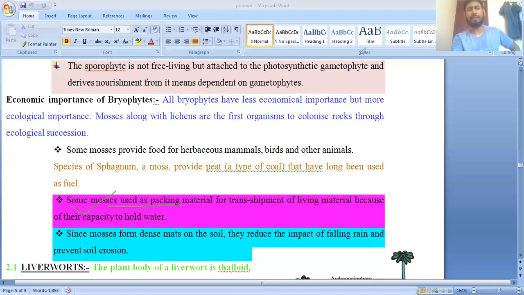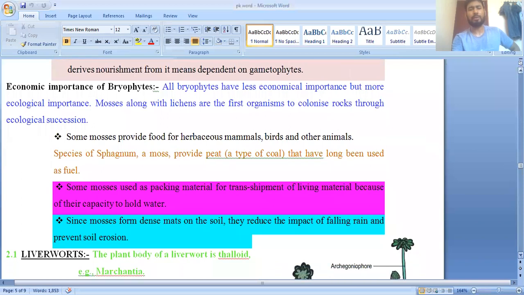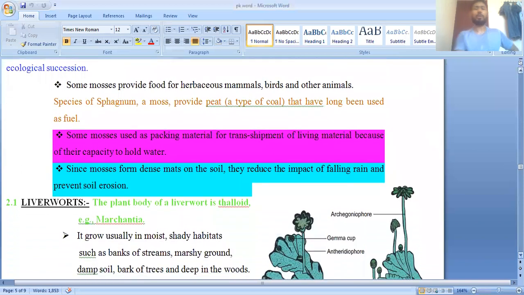If we check the next economic importance of the bryophytes, they have also given that mosses, as already told, have more ecological importance. Why? Because these mosses form dense mats. If we check this moss, you can see that it forms dense mats on the soil. Suppose rain is happening, at that time the moss forms dense mats on the soil.